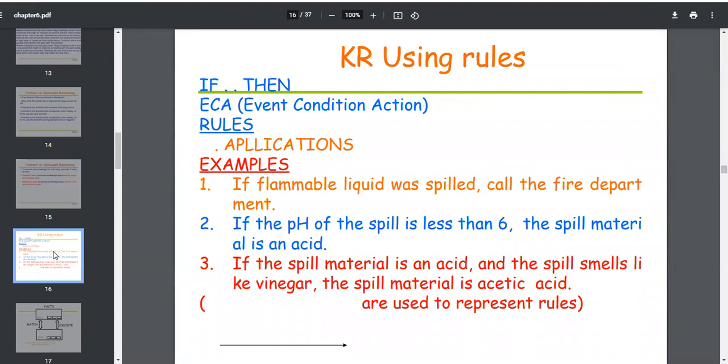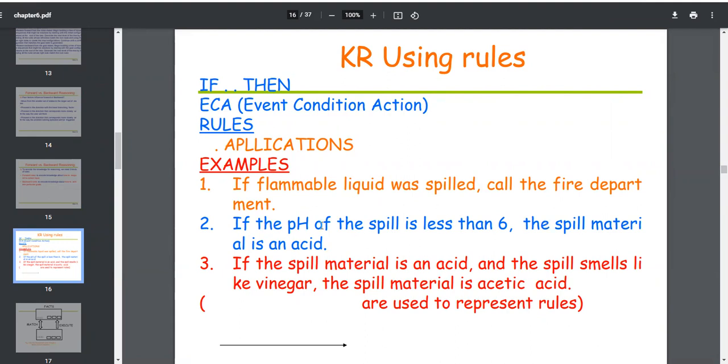Now, knowledge representation, which uses rules. What kind of rules can be used for knowledge representation is what we are going to discuss: if-then-else rules, event-condition-action rules. Let us see the examples, and we'll see how rules are triggered or executed in different possible cases. There are three facts given here, which we are going to write in terms of rules. First is: if a flammable liquid was spilled, call the fire department.